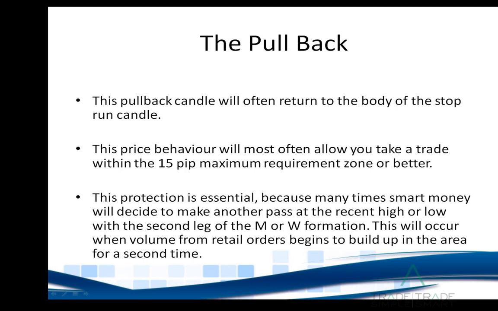Okay, and in terms of the stop placement, this protection is essential because many times smart money will decide to make another pass at the recent high or low. And we've seen this whilst we looked at the M and also the W formation. If there is a second build-up of retail orders above the high or the stop run low, and smart money decide to make a second pass at the level and form the M or W formation, the 5 pip minimum requirement is a good guideline and a safe bet in terms of keeping us in the market and in line with the smart money trend.